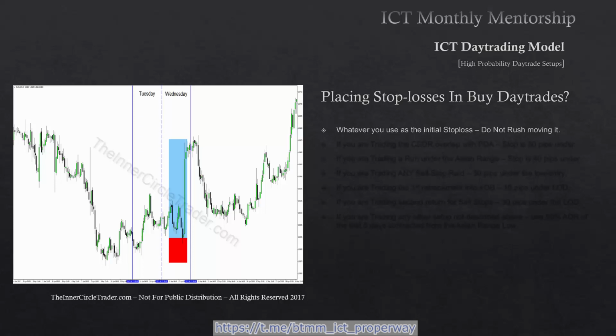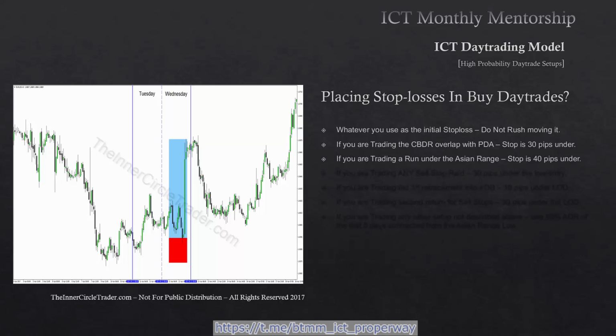Leave your stop at initial until you get to at least 40 to 50% of the daily range. If you can get that in London, then bring it to break even. But anything prior to that, don't do it. If you're trading a central bank dealer's range overlap with a PD array, the stop has to be 30 pips under your entry.